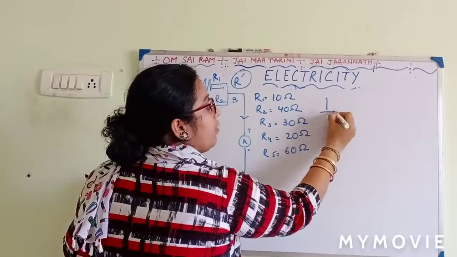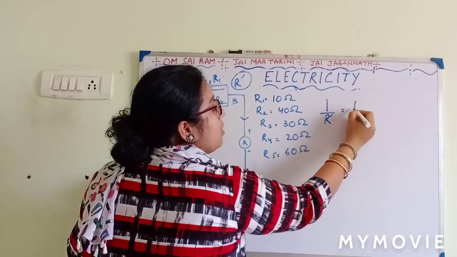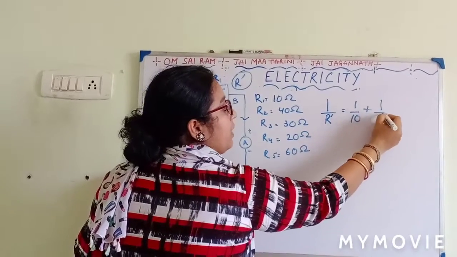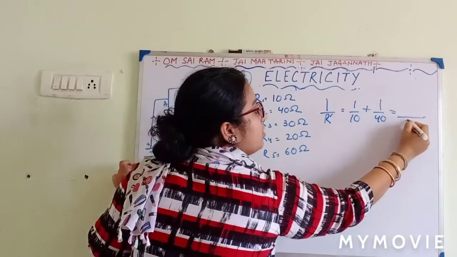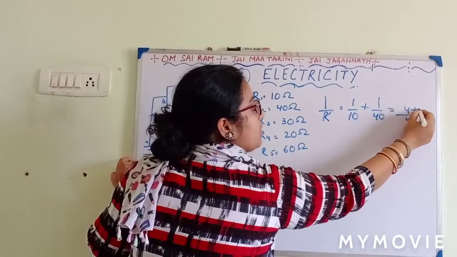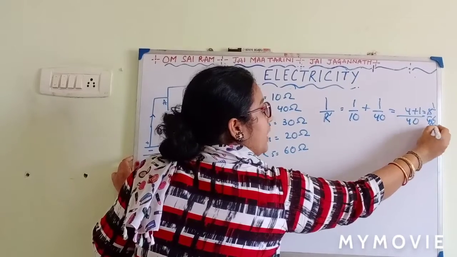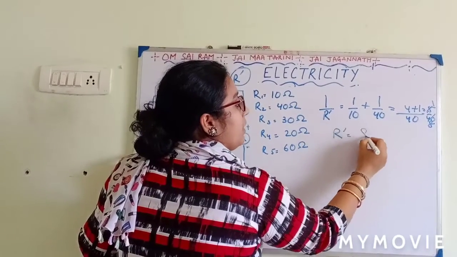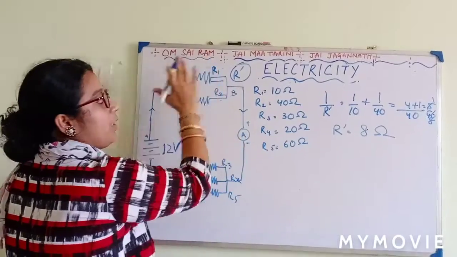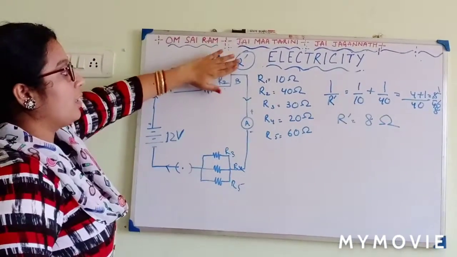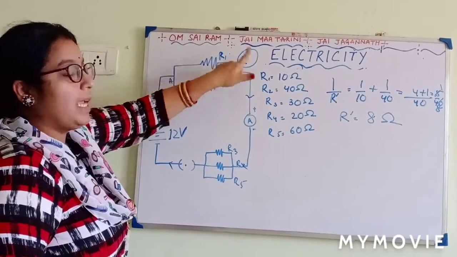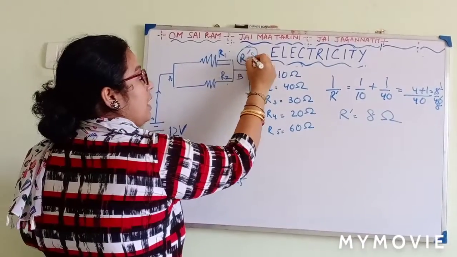So 1 by R dash is equals to 1 by 10 plus 1 by 40. That is equals to 4 plus 1, that is 5 by 40. That is 1 by 8. So R dash, how much did we get? 8 ohm. So now we got the effective resistance for these both is 8 ohm.